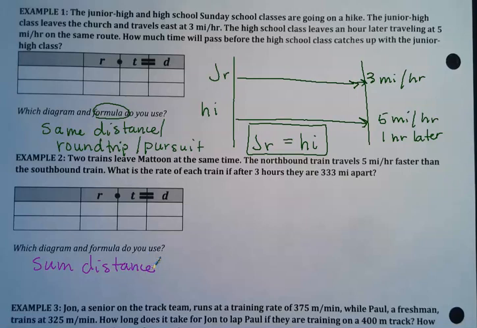Okay, so let's look at our diagram for that one. It does say sum distance. What is that also called? Like earlier we had round trip pursuit. So motion, this is opposite directions. Okay, good. All right, so we've got opposite directions going on here. So where should we start? Where should I draw my line? Over here or in the middle?